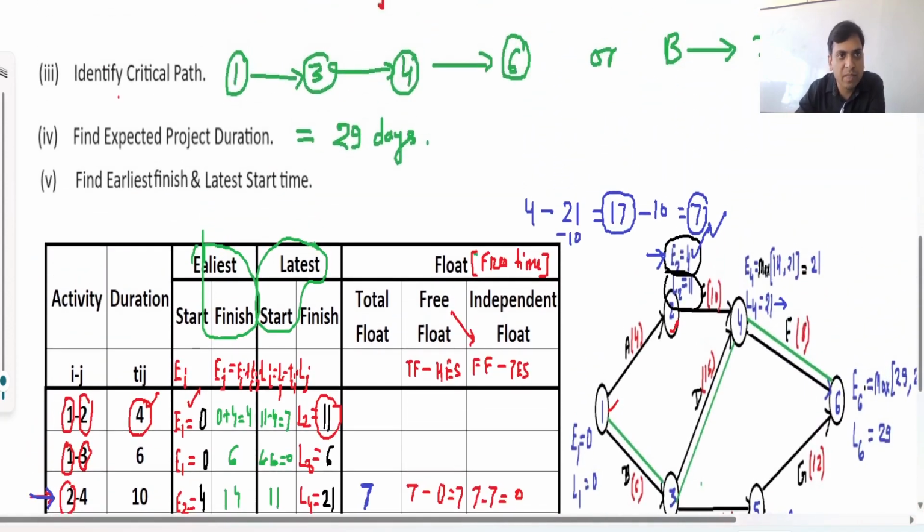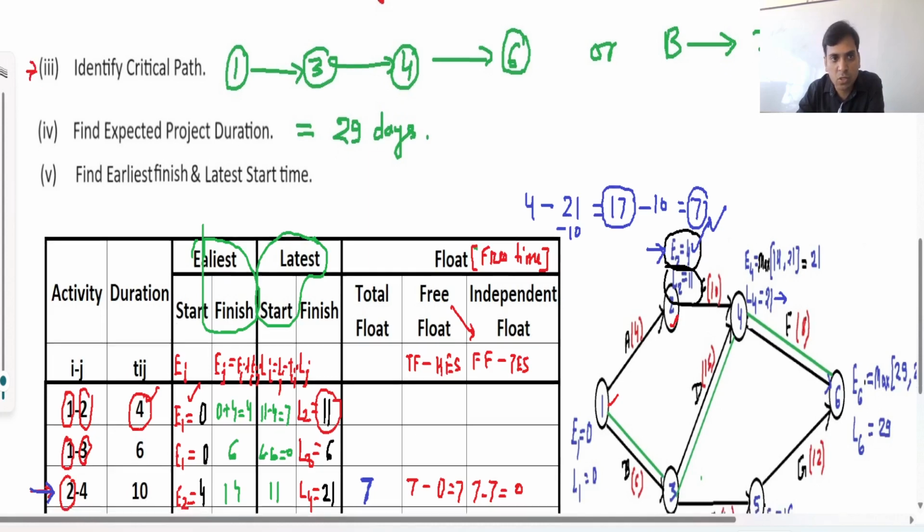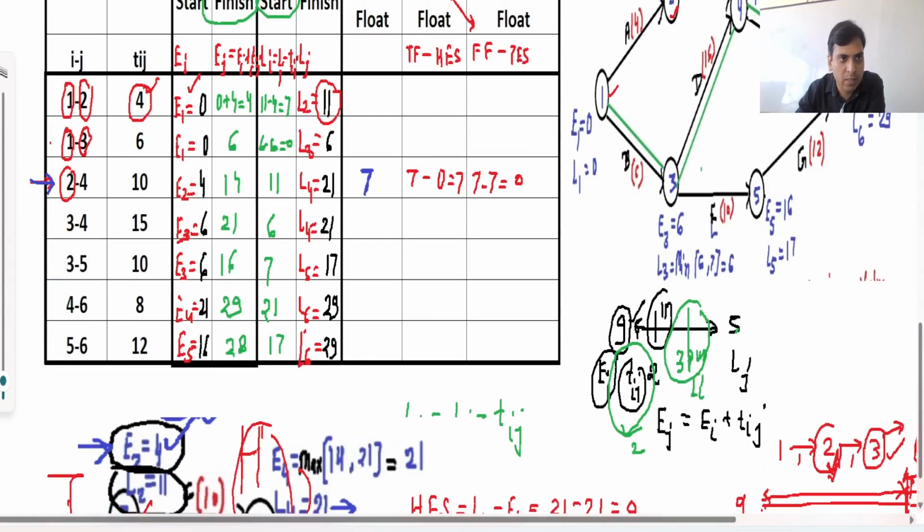As we have this critical path, 1 to 3, 3 to 4, and 4 to 6. On this critical path, all the floats will be 0. So we can write these floats directly as 0. Now you need to calculate only the other floats.